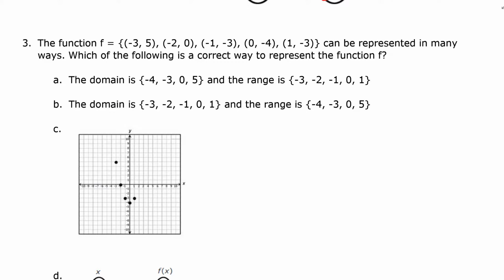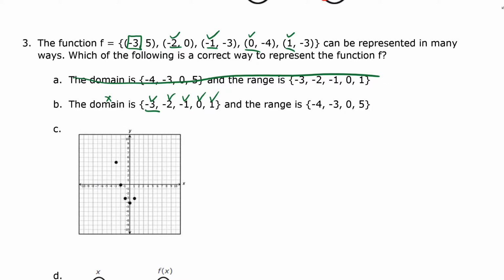Question number 3 tells us that there's a function with the following points, and it asks which is a correct way to represent it. Domain means x, so we compare these with the x values. -3, -3, -2. -2 is not one of our domains, so we know A cannot be the answer. On B, it tells us that the domain, which is x, is -3. There is no -3 except for in the first, so that one works. -2 works. -1 works. 0, 1.